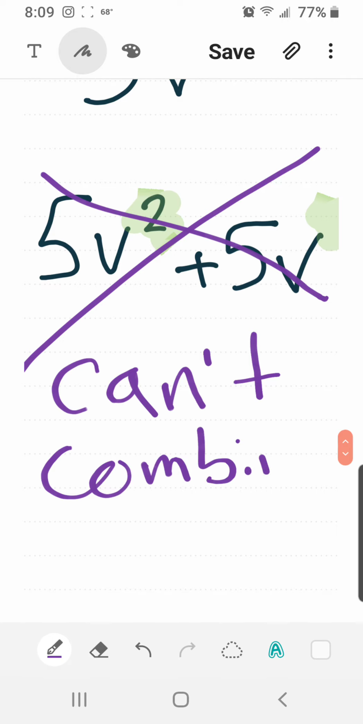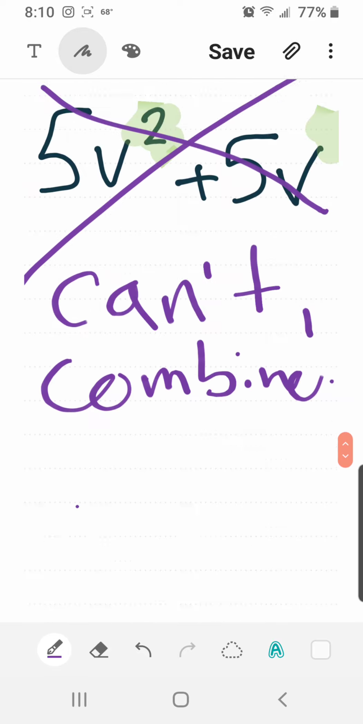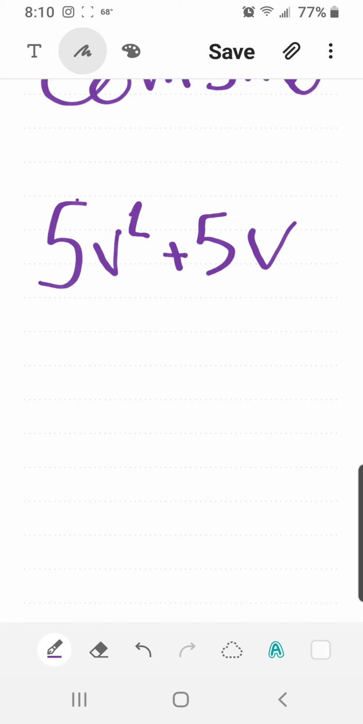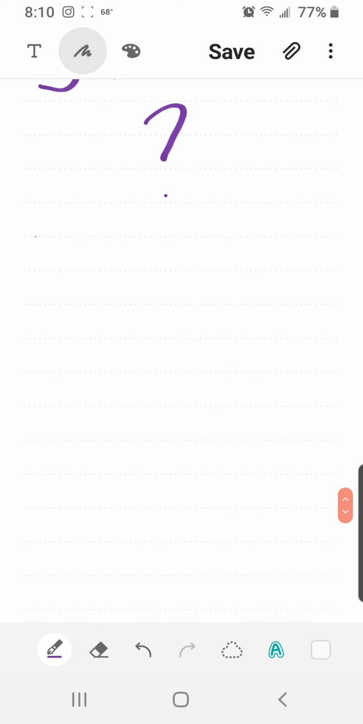Right? So let me go into the reasons why with numbers. Okay? Let's say this problem, what was the problem I had? Okay, 5v squared plus 5v. Why can't we combine those? Well, let's look. Let's say v equals 2.